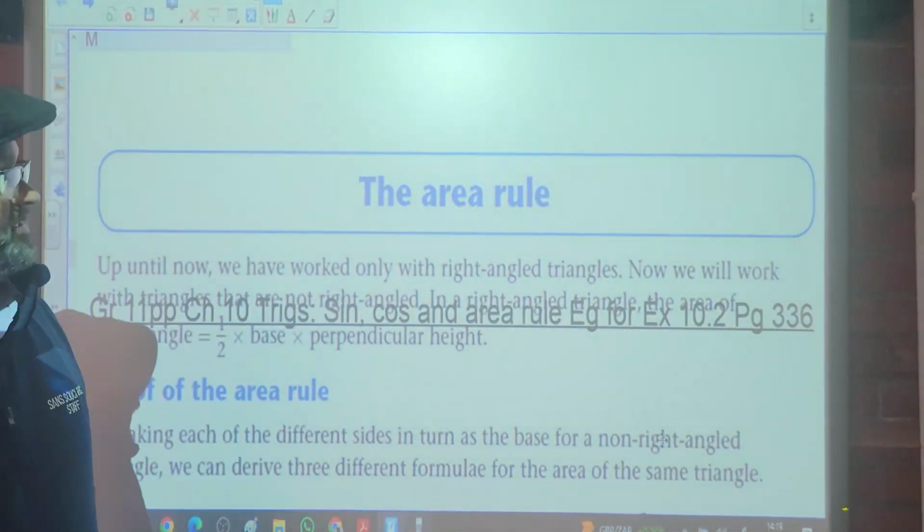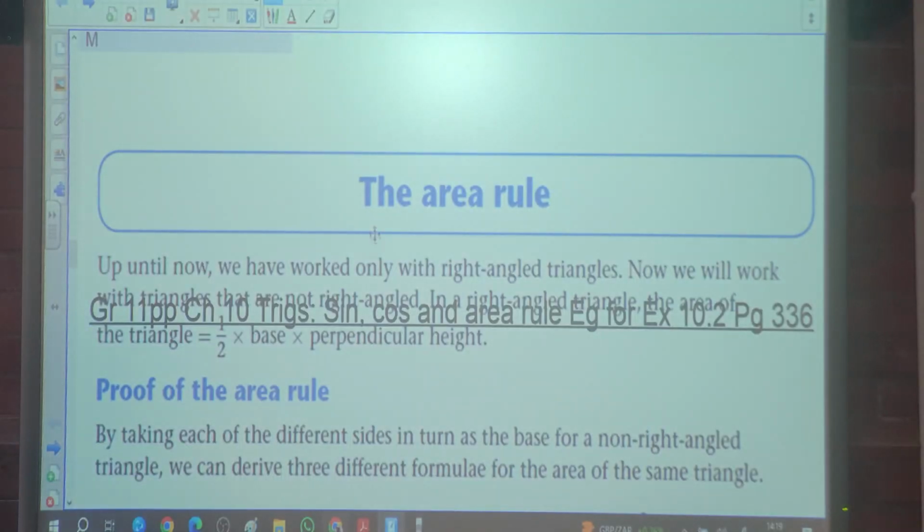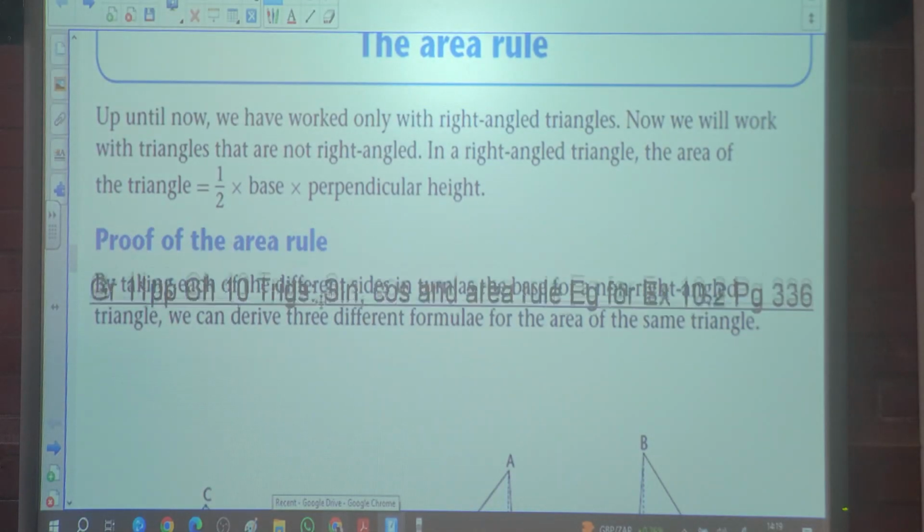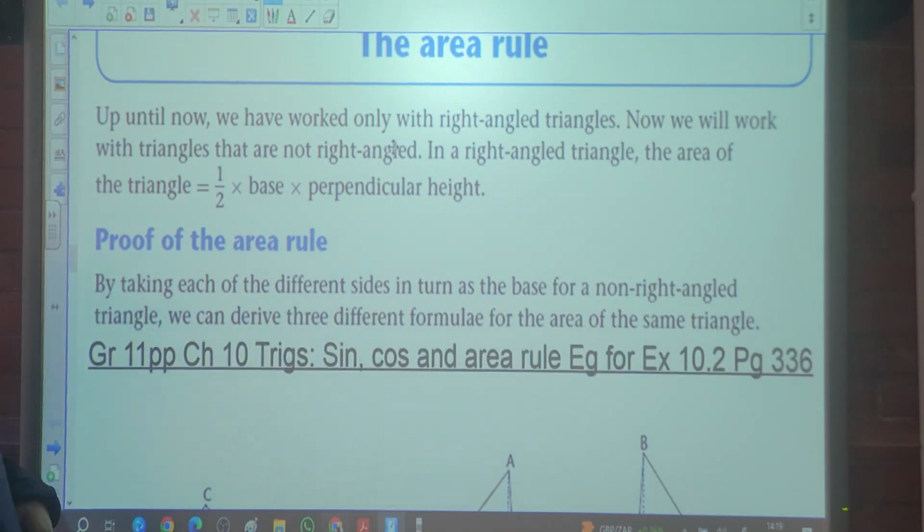Alright. So let's read what they tell us at this point. Up until now, we have worked only with right angle triangles. You all agree with that, no? In trigonometry, we only worked with right angle triangles. Now we will work with triangles that are not right angled. In a right angle triangle, the area is going to be half base times perpendicular.